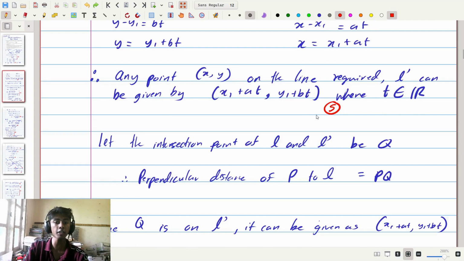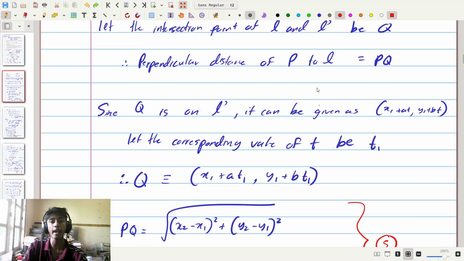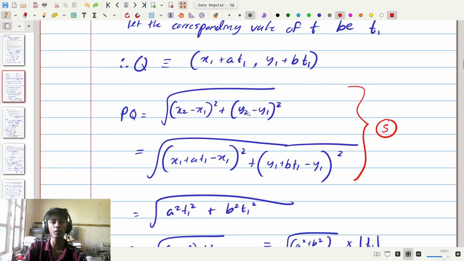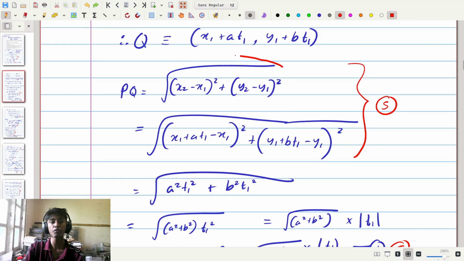Now after that, in the next part of the question, when you consider PQ and the perpendicular distance and define some stuff and go down and then consider what PQ actually is, given that you know Q is on the line L dash and therefore we'll have these kinds of coordinates, for solving this, you get 5 marks.